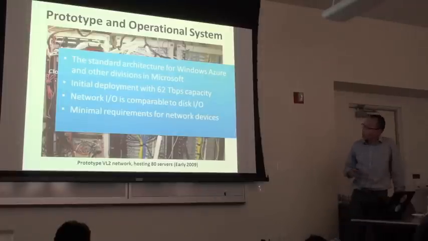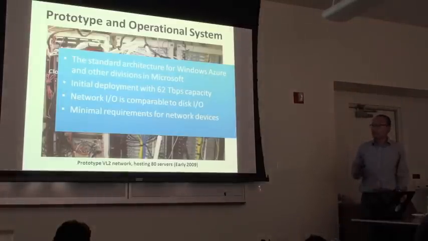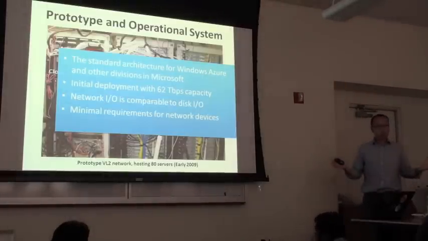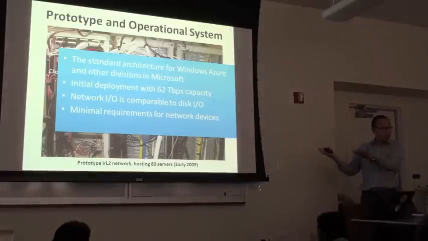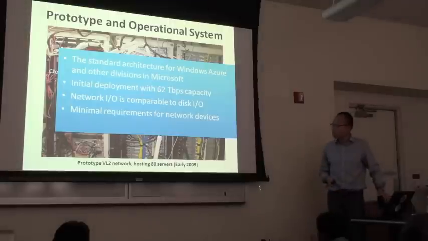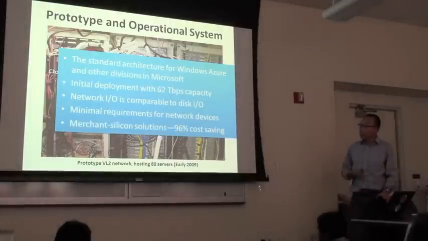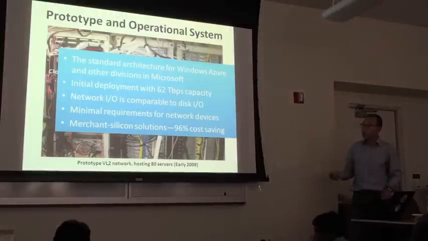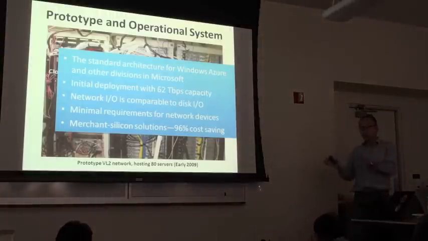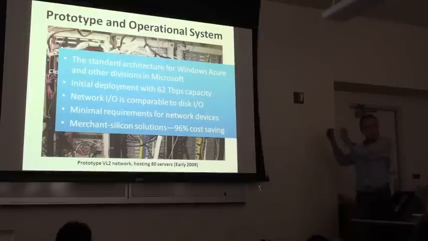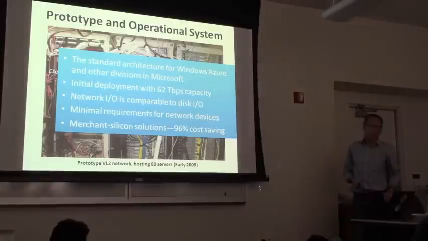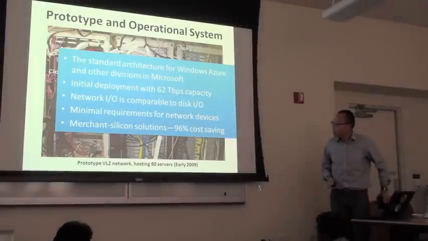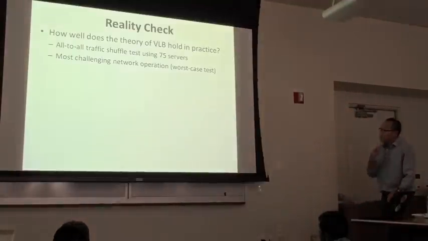Now, we use basically just IP routing in the switches, and hence we can build this using any pizza box switches. And we actually did that. So for the cost saving, given a target capacity of, say, 62 terabits, if you compare the cost of building that network using this design with that of the old design, we save more than 96% of the cost.